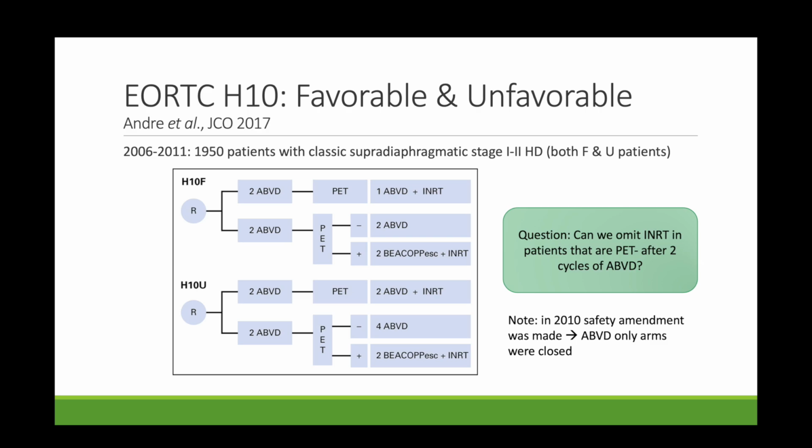We're back now to EORTC H10, and this time we're going to focus on H10U, which is the unfavorable arm. And very similar to H10F, they took patients with unfavorable disease this time and randomized them to standard, which was 4 cycles of ABVD followed by INRT, versus 2 cycles of ABVD followed by treatment based on the PET response. So PET negative patients received 4 additional cycles of ABVD for a total of 6 cycles, and PET positive patients, just like in the favorable arm actually, received 2 cycles of escalated BEACOPP followed by INRT.